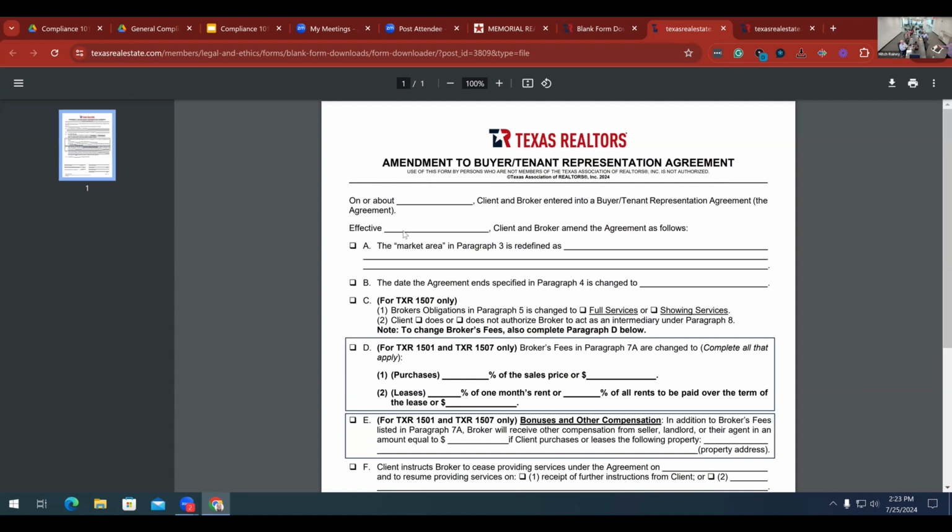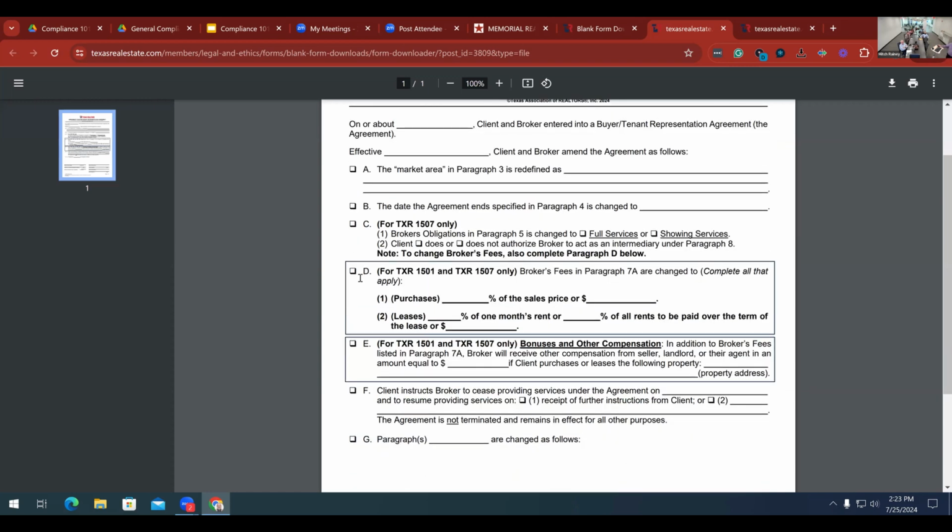Yeah. Okay, on or about, Amendment 2 is the buyer's representation agreement. When's this effective? August 16th, basically. That's when it's coming off, more or less. For 1507 only, we do not like that form. D is 1501 or 1507. Broker's fee in 7A are changed to: if they purchase a property, what percentage is it or flat fee? If they lease a property, what percentage or flat fee?